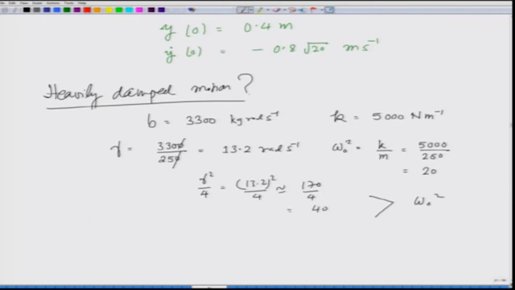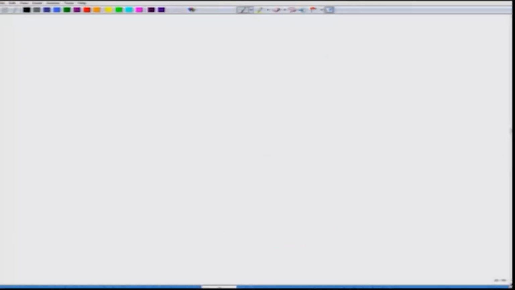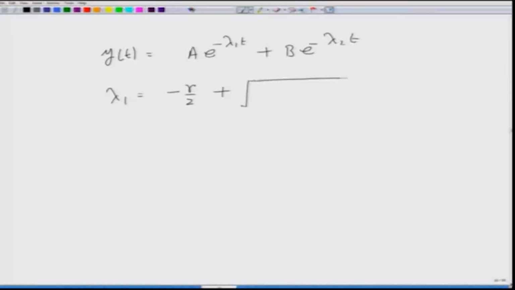So, the system is indeed heavily damped, and therefore, the motion is going to be given by y t equals a e raised to minus lambda 1 t plus b e raised to minus lambda 2 t, where lambda 1 is nothing but minus gamma by 2 plus square root of gamma square by 4 minus omega 0 square, and lambda 2 is equal to minus gamma by 2 minus square root of gamma square by 4 minus omega 0 square.